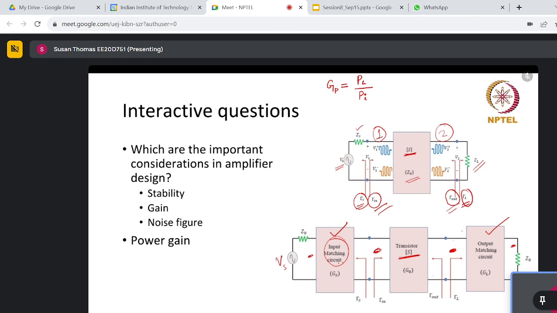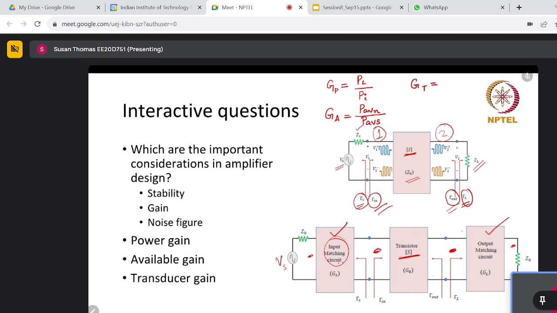Then you have come across something called available power gain. The available gain is nothing but the power available from the network divided by the power available from the source. This is the ratio of PAVN to PAVS. So that is your available gain. And the third terminology which you have come across is a transducer gain.